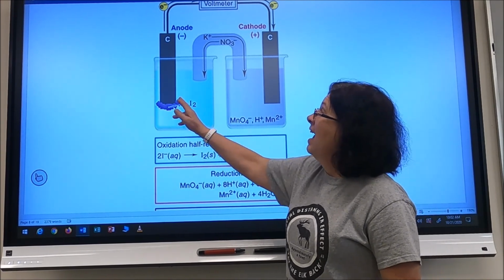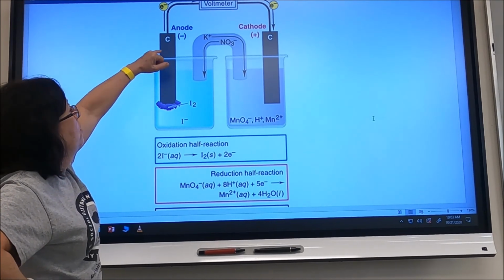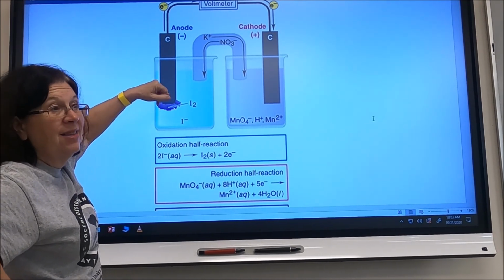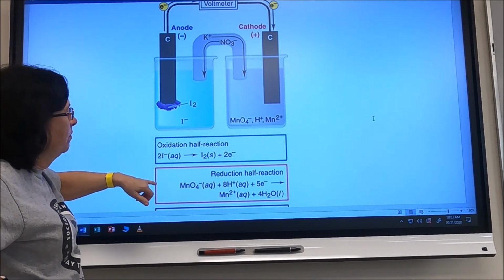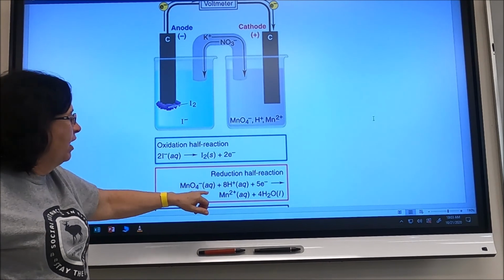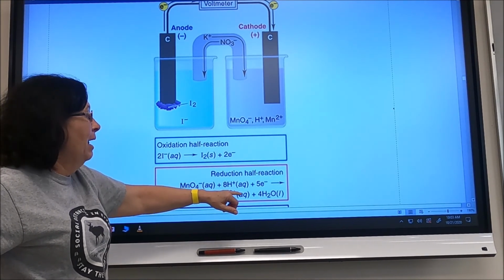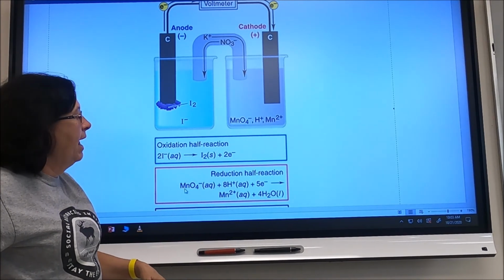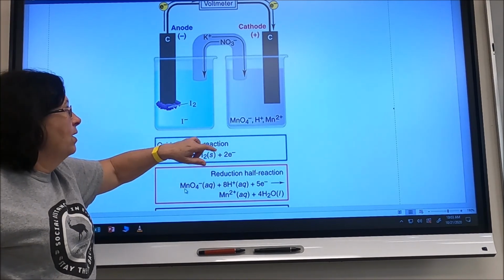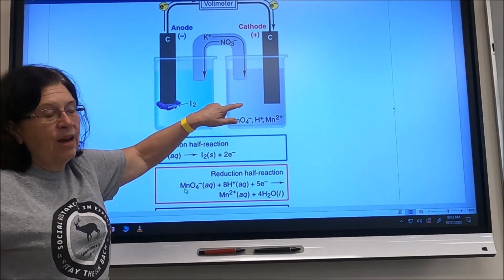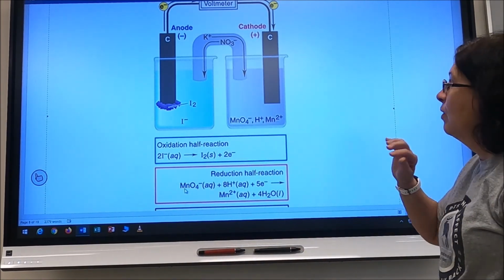So in this case, I'm going to use an inactive electrode as my anode. Carbon in the form of graphite is the cheapest, most common inactive electrode. If I look at my reduction half reaction, again, I have permanganate ions and manganese ions and water, nothing I can build an electrode out of. So we're going to use an inactive electrode again. So both of the electrodes in this voltaic cell are inactive electrodes.